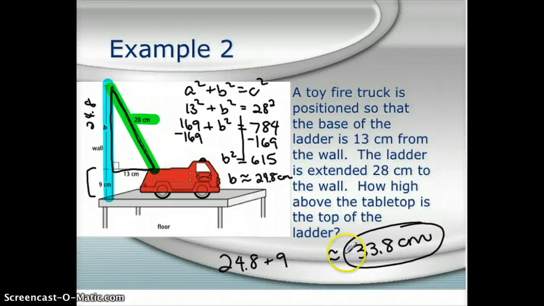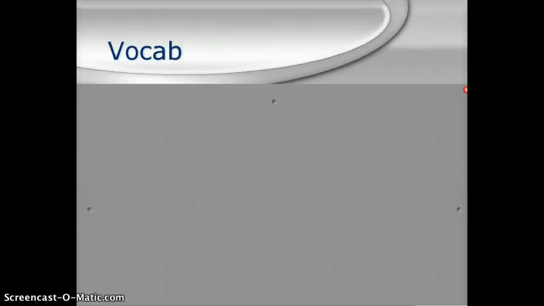I should actually probably put it inside the circle. So I rounded, so I want to show that. Okay, so those are two ways you could use the Pythagorean theorem to find a missing leg or a missing hypotenuse. We're going to move on to a part of the lesson that's new for you, that you probably haven't talked about much, if any, in the past.